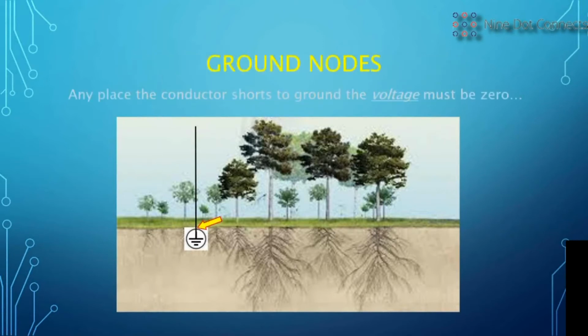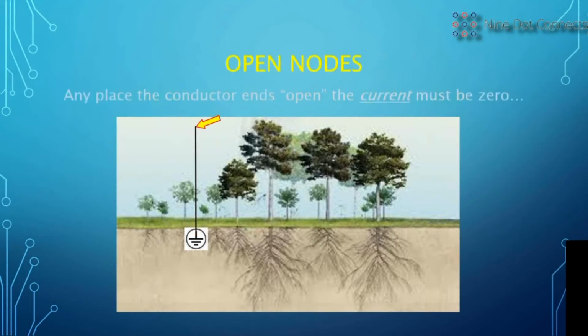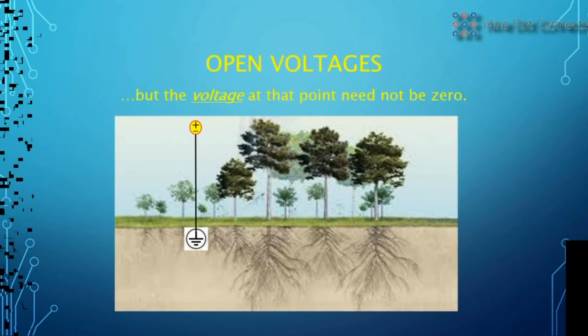There is a node there, and any place where the node is shorted to ground, the voltage has to be 0 because it's shorted to ground. However, that doesn't mean the current needs to be 0. It can certainly not be 0. On the other end, you have an open, and any place that a conductor ends with an open, the current must be 0. But that does not mean the voltage of that place needs to be 0.